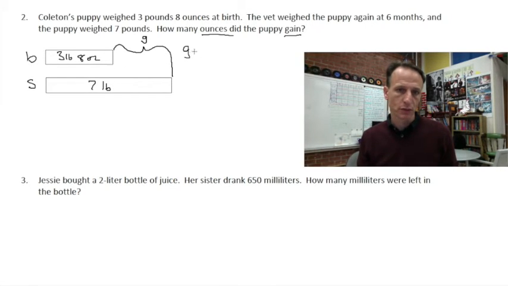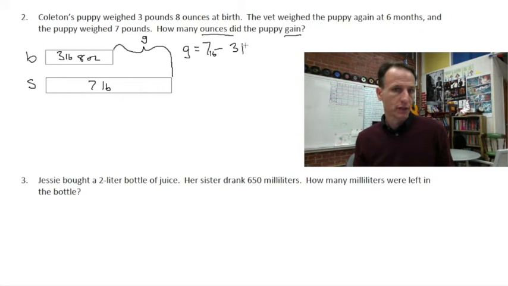And so G will be the 7 pounds minus the 3 pounds 8 ounces. Well, now, here, I'll write it out. I'll even stick in a little LB there, 3 pounds 8 ounces. But now we know we have to do something here to make this subtraction work, right? Because we could do 7 pounds minus 3 pounds, but then we have this 8 ounces to deal with here.